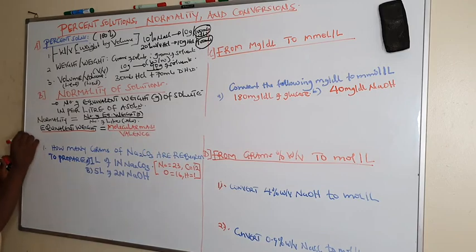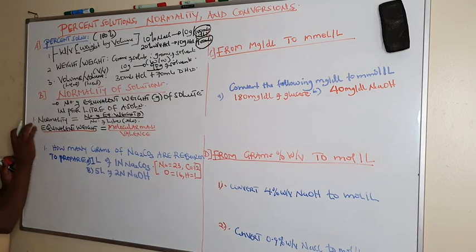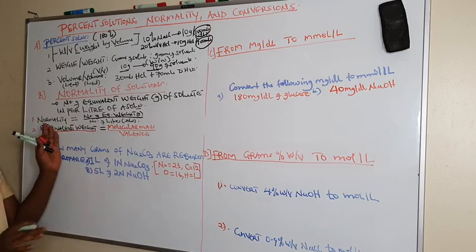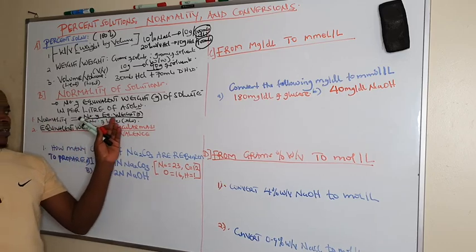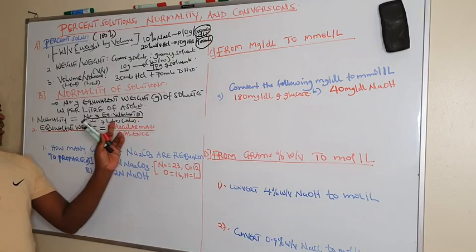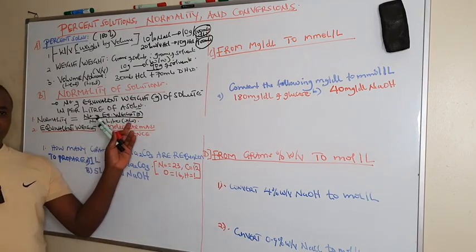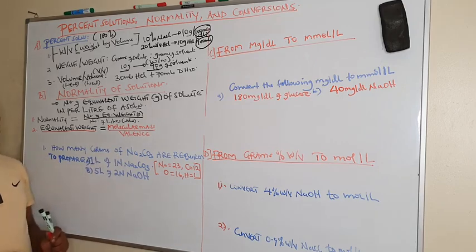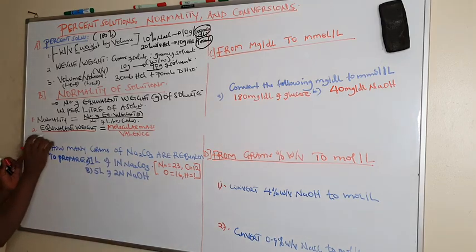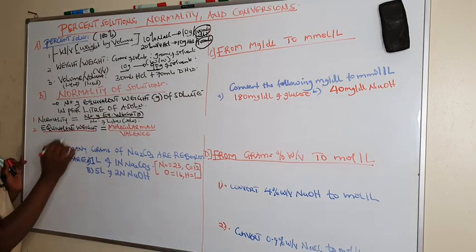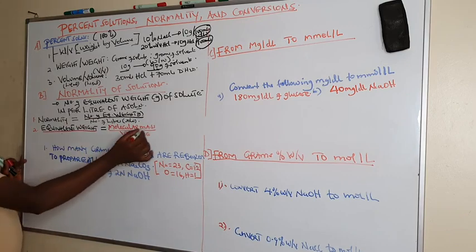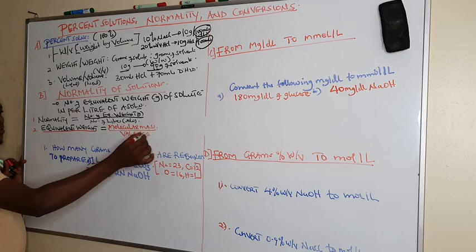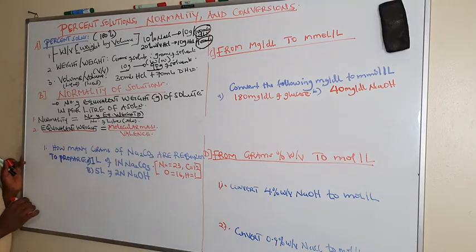Then the third formula, because the first formula we have seen, normality is equal to number of equivalent weight in grams divided by volume in liters of a solution. Then still we have seen that equivalent weight here, to get it, you have to get the molecular weight of a substance, you divide by the valence.